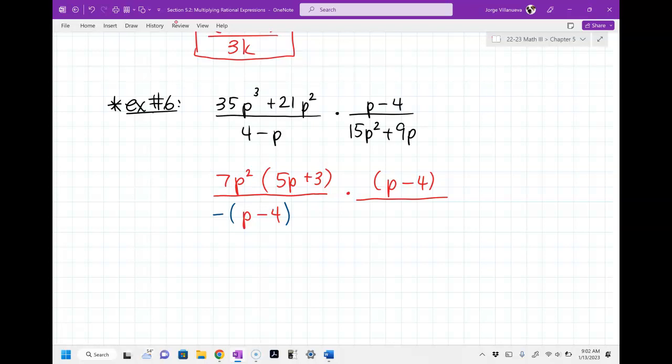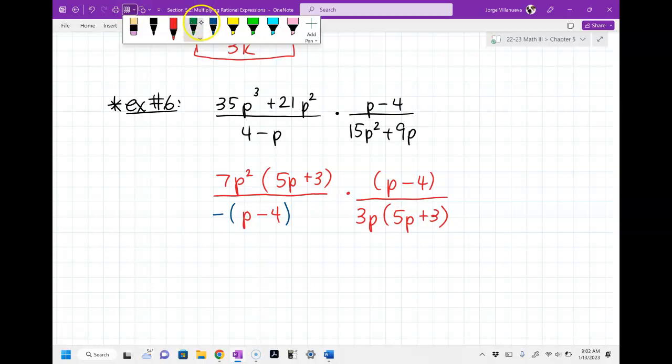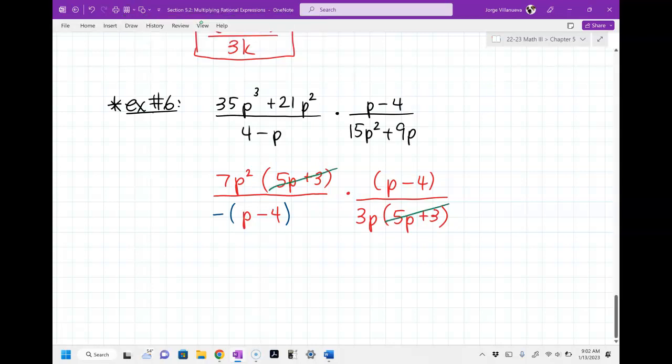And then the bottom right, what number can I take out? A 3, and what letter? A p. So 15 divided by 3, that's a 5, and then p squared divided by p is a p plus a 3. All right. So we're in a good place right now. What can I cancel? 5p plus 3. All right. What else? P minus 4. All right. Anything else? One of the p's, right?